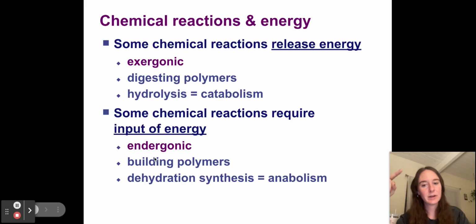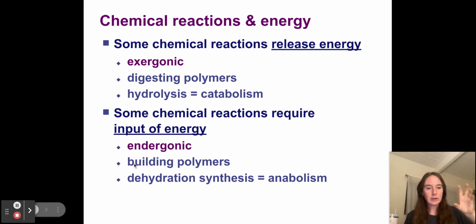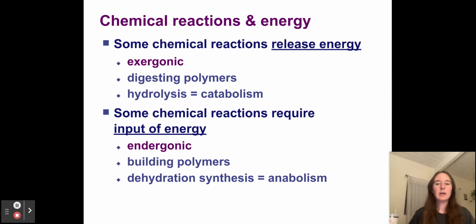These are called endergonic reactions, and this is building. So in order to build something, think about if you're trying to build something, it requires energy to do that. And so if you want to build polymers, if you want to take a glucose monomer and a fructose monomer, and you want to build a polymer, you're going to need some energy input, right? And so this reaction is called dehydration synthesis. So, right, you're taking two monomers and you're releasing water, you're dehydrating it, you're putting those molecules together, and you're building something new, anabolism.